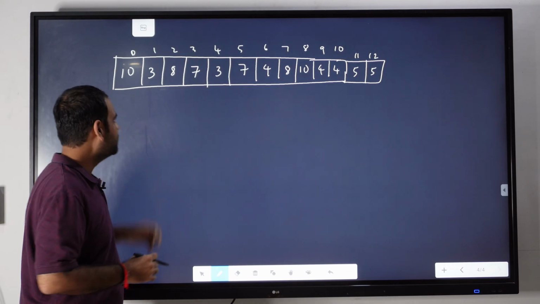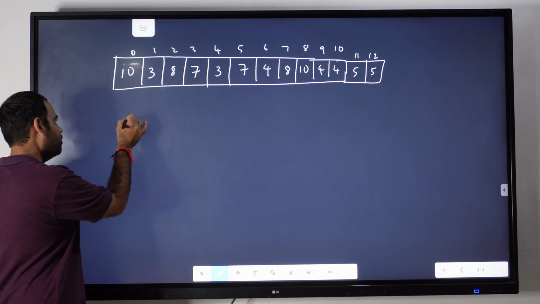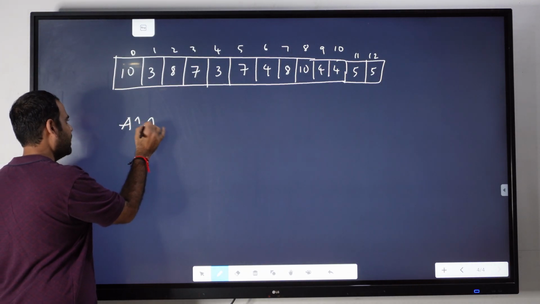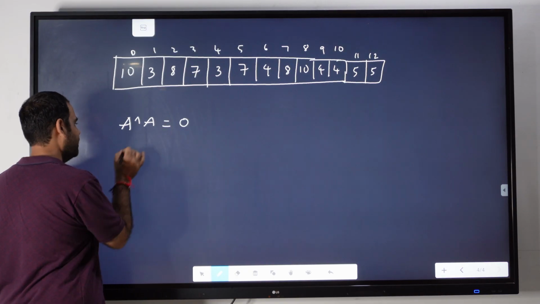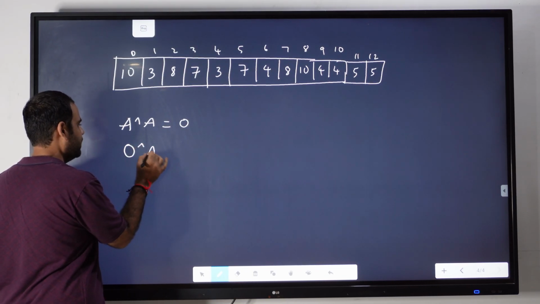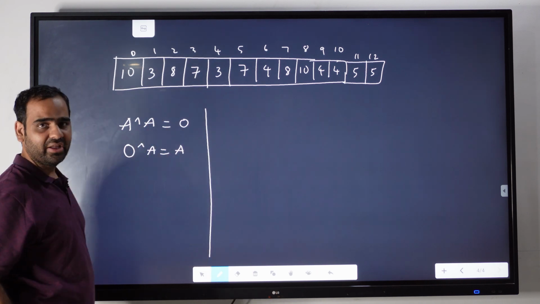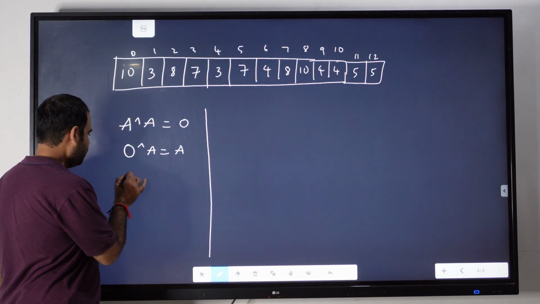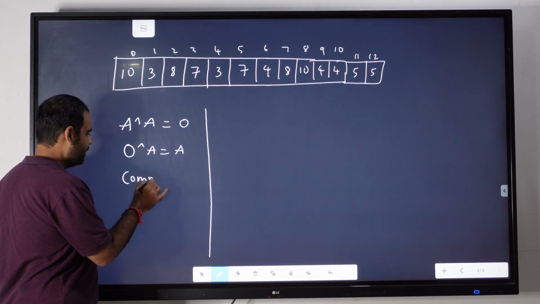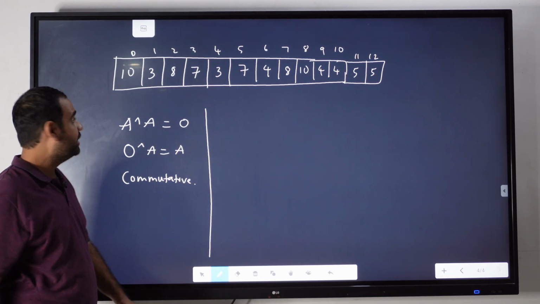Now, how do we solve this? We take the bitwise XOR of the complete array, because we know that A XOR A, where A is any integer, is 0, and 0 XOR A is A. Let us take the bitwise XOR of this complete array, and we also know that bitwise XOR is commutative in nature.